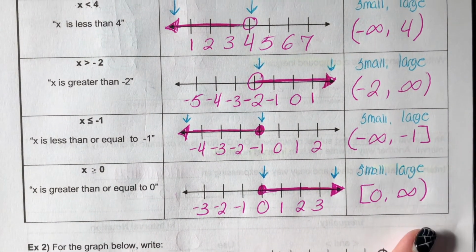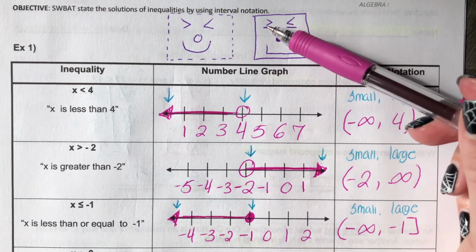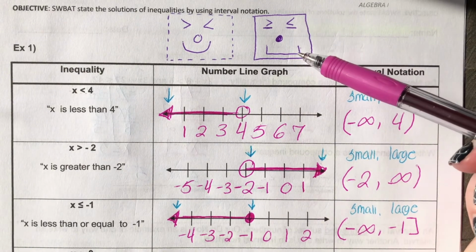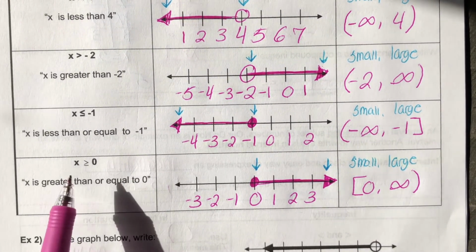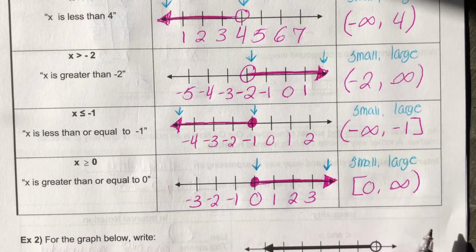Be very careful. If you use the smiley faces up top here, anytime I have a less than or equal to or greater than or equal to, again, that gets a bracket. And then if I look down here at the last example, again, I was greater than or equal to 0. This would have been the number line with the answer.